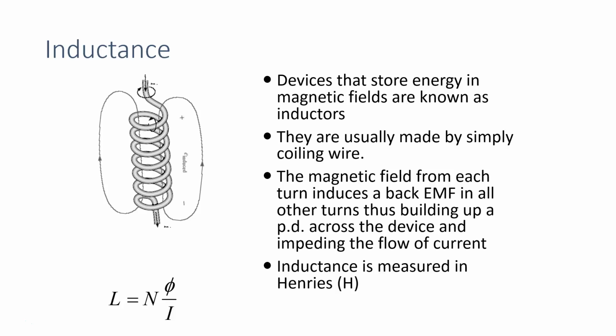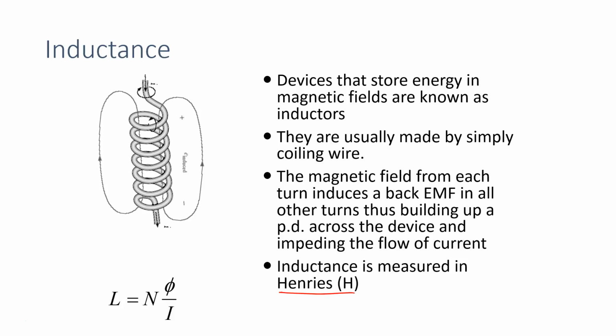And inductors are made simply by coiling the wire up, and we'll show how this results in an inductive effect. Basically what happens is that the magnetic field from each turn induces a back EMF in the other turns and builds up a potential difference across the device. And inductance, as you should know, is measured in henries.